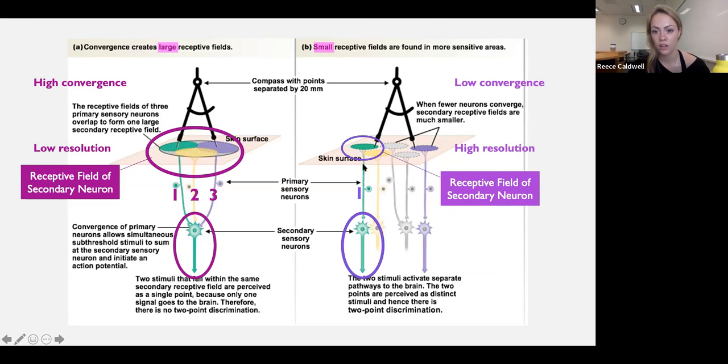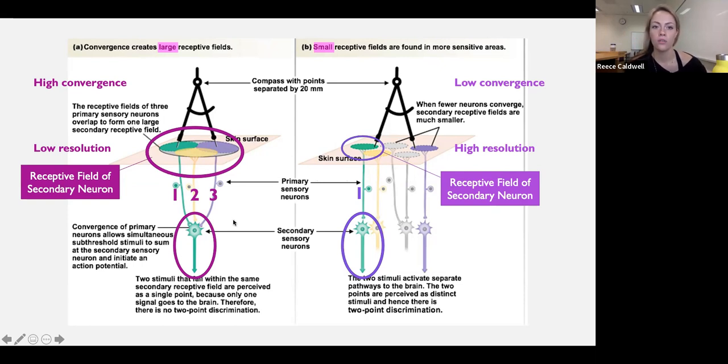We have a stimuli here and we have a stimuli there. We feel 2 different points in this example. So small receptive fields are very precise in location identification, whereas large receptive fields are very broad. We feel just a general one poke, whereas with our small receptive fields, we feel 2 different pokes.